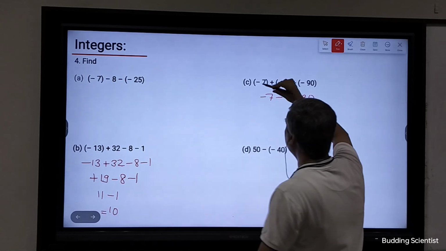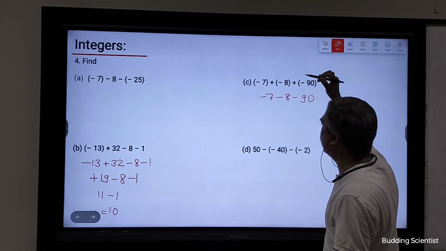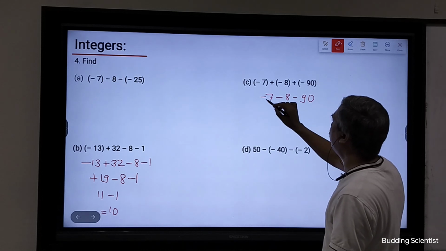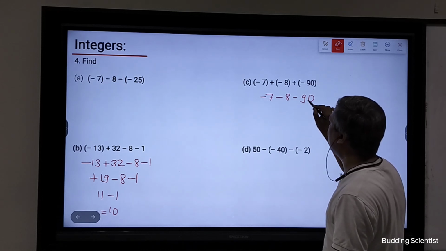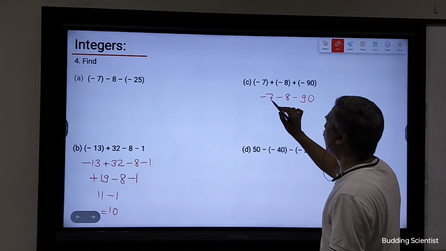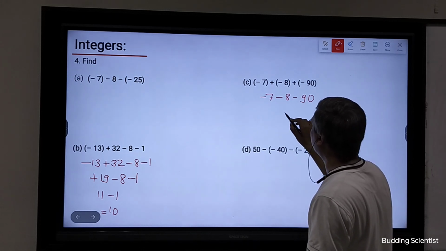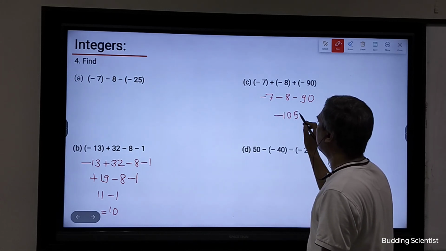This is minus 7 as it is, plus minus, so minus, plus minus minus. So we get minus 7, minus 8, minus 90. All of them are negatives. We just add the number 7, 8 and 90 is 105. Keep the same sign.